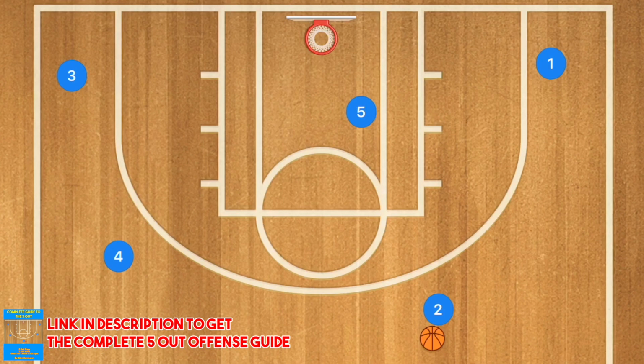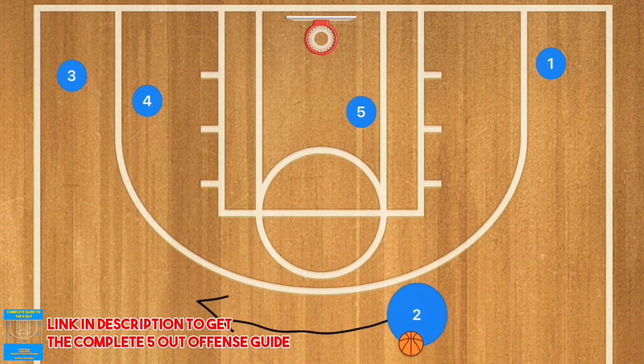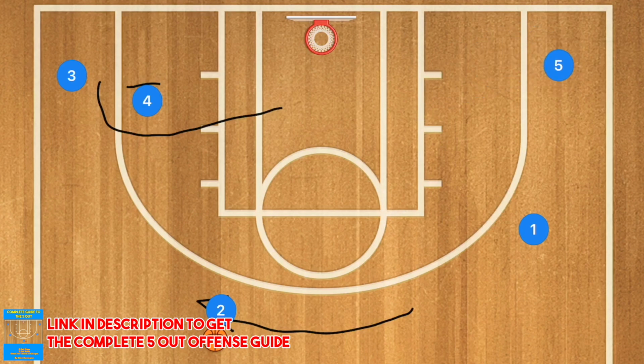And at this point, we are going to see a pin down screen by player 4 onto player 3. Player 3 is going to be using that screen, and player 1 is going to be popping up to the free throw line extended. Player 2, meanwhile, is going to be dribbling over towards the left side, and player 3 is going to be using that screen and cutting towards the basket, and player 5 is going to be popping out towards the corner.